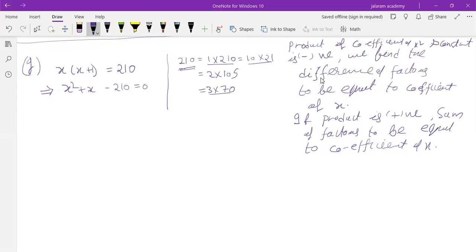Yes, sir. Next factor is after 1, 2, and 3. The next factor will be what? After 1, 2, and 3, what is the next number? Do you know the next number?